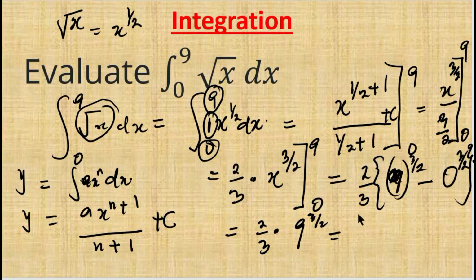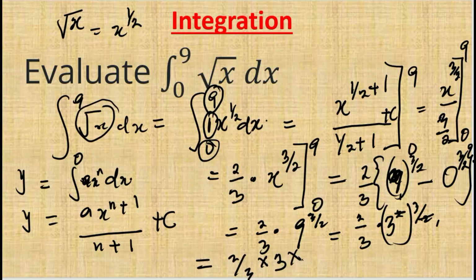I can rewrite this as 2 over 3 times, 9 is the same thing as 3 raised to power 2, all raised to power 3 over 2. The 2 here is 1, the 2 here is 1. So this is the same thing as 2 over 3 times 3 raised to power 3, that's 3 times 3 times 3. That's 3 raised to power 3. The 3 here is 1, the 3 here is 1. So I'm left with 2 times 3, which is 6, times 3, which is 18. So my answer to this expression is 18.